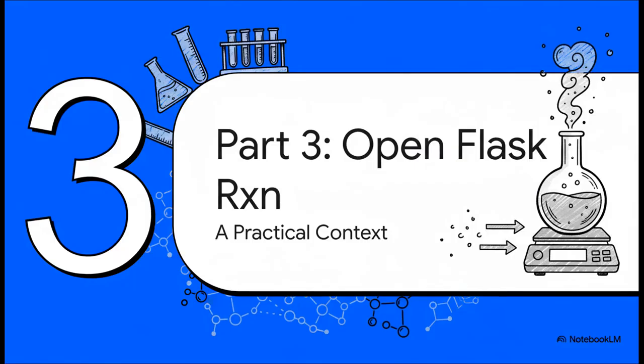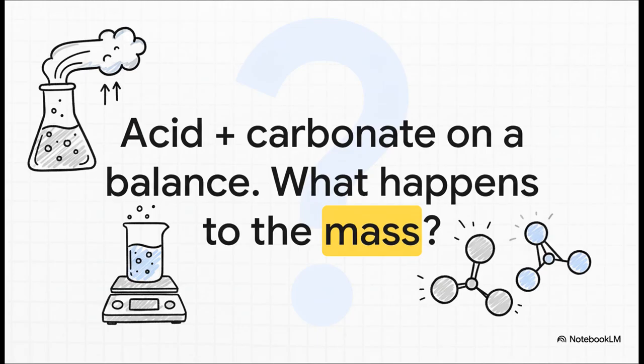This is where the question gets a bit more practical and puts our knowledge into a real-world lab scenario. So I want you to picture this exact setup. You've got an open flask, you're doing a reaction, and it's all sitting on a digital balance. Now, this one's a 3-marker. We're mixing an acid with a carbonate. The second you see that combination, your brain should be screaming one thing: a gas is gonna be produced. The question wants you to explain what happens to the reading on that balance, and more importantly, why.